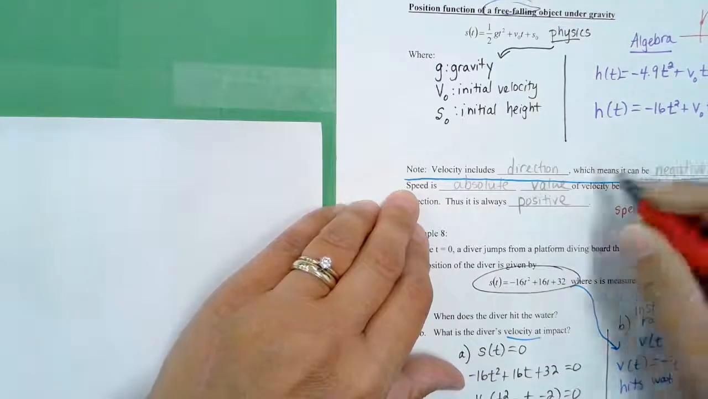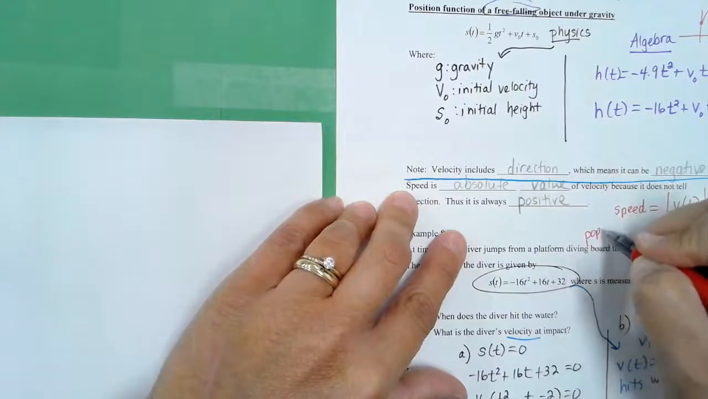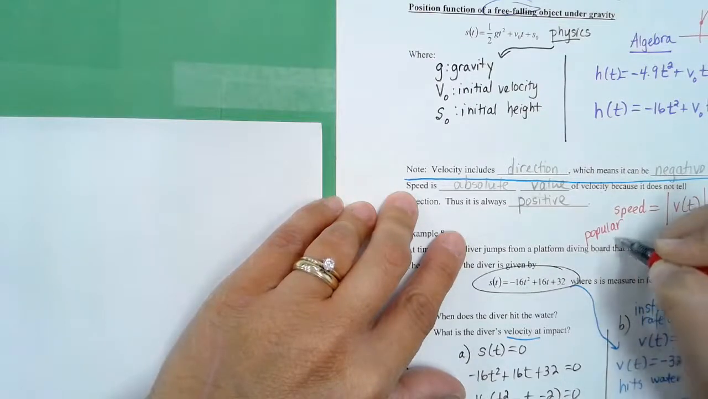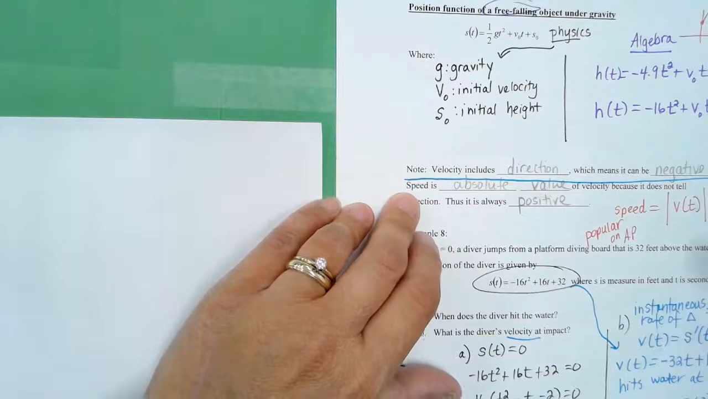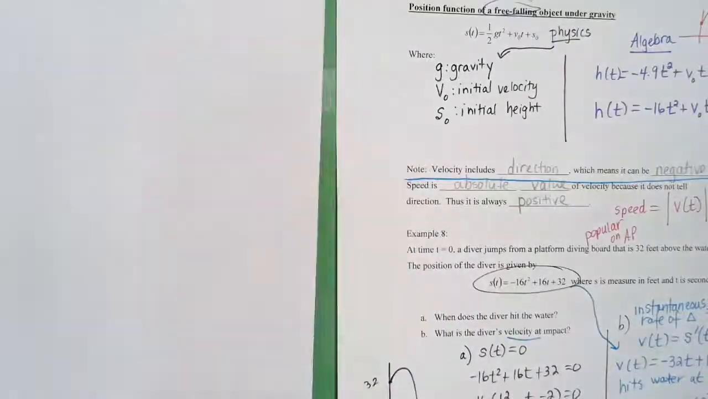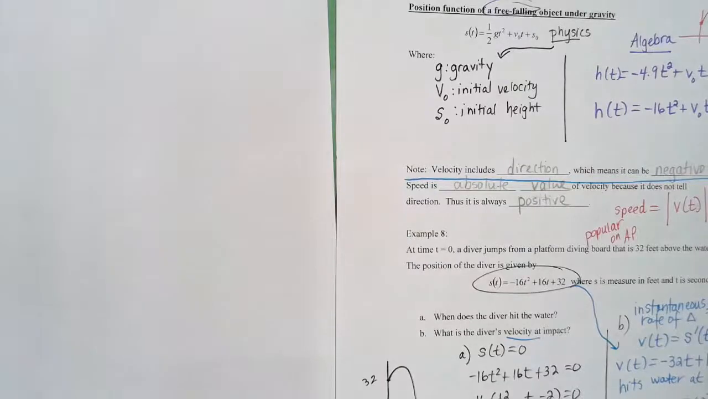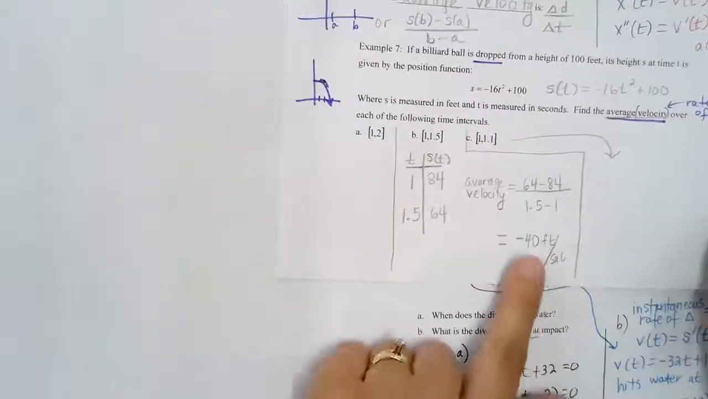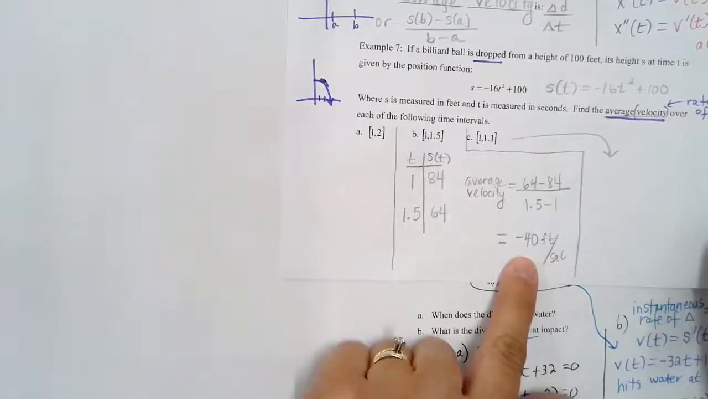Super big popular question on the AP exam. If you're asked to find the speed of an object, once you get this answer, like we had on the last problem over here, if it said the word speed, you just do the absolute value of that, which would be 40 feet per second.